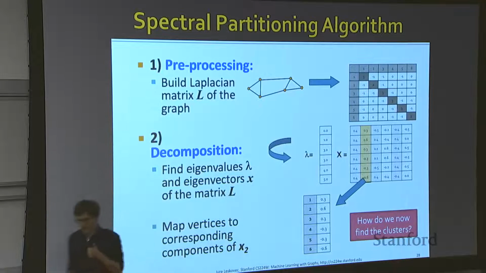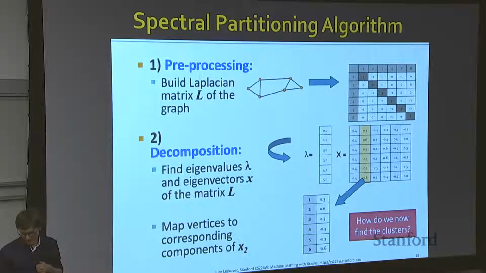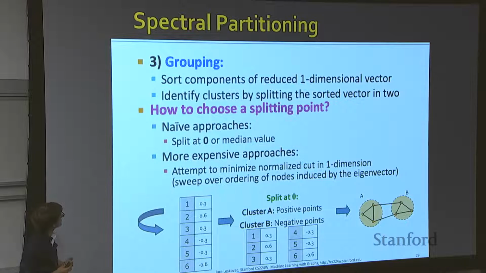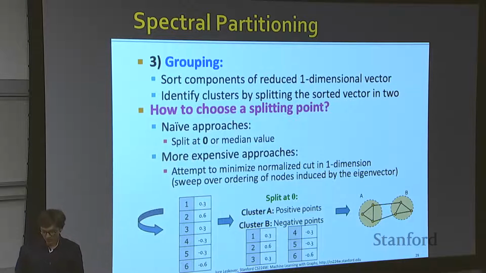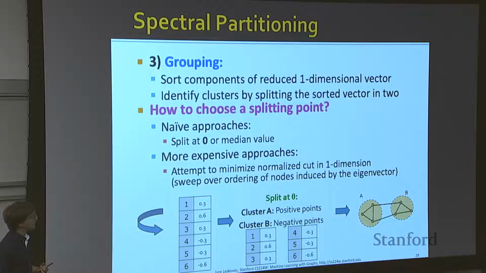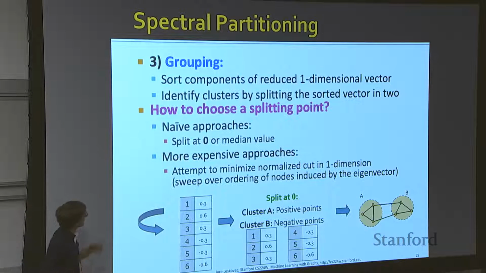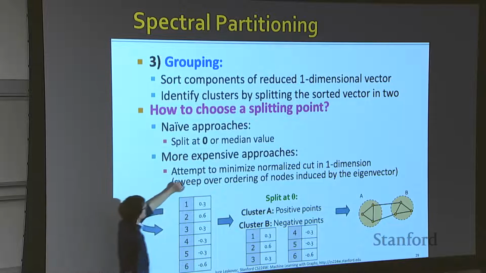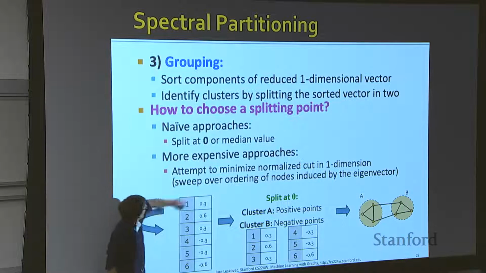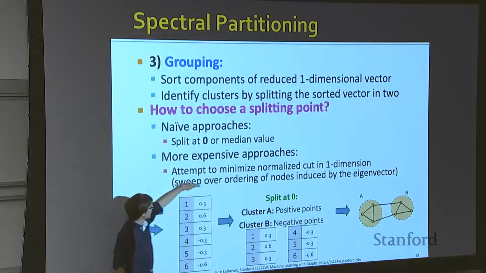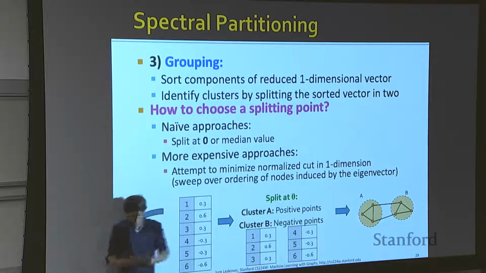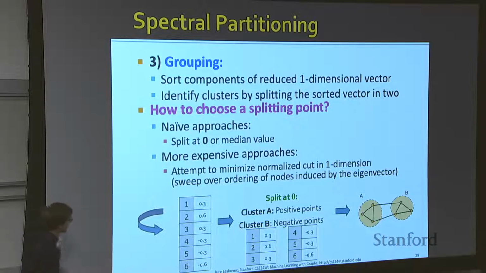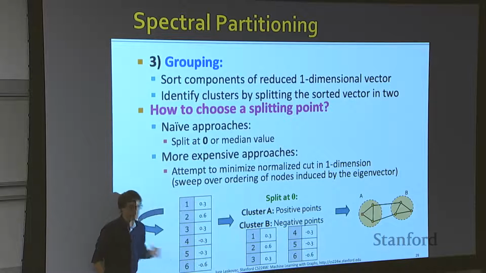Okay? So now we talked about how to compute that eigenvector. Now we need to do the grouping, which basically means that we sort the components of the second eigenvector based on their value. And then we simply decide to split on 0, right? A naive approach would be to split at 0. People use more expensive approaches, maybe to minimize the cut in one dimension, or somehow empirically decide the threshold, what to put on the left, what to put on the right.